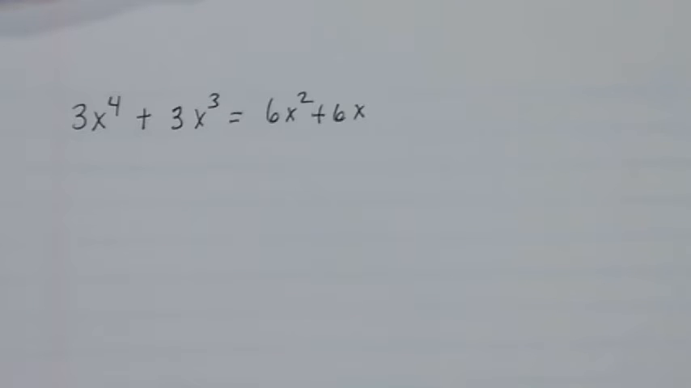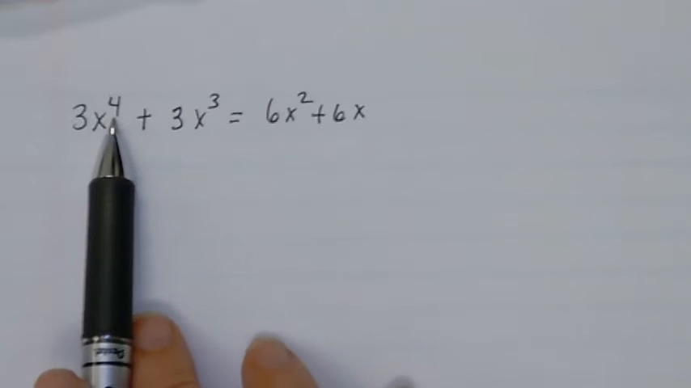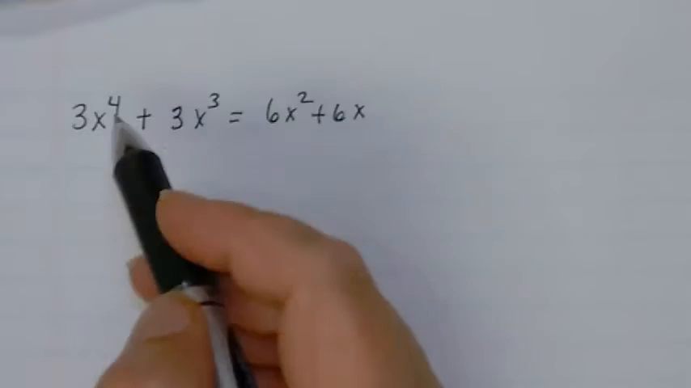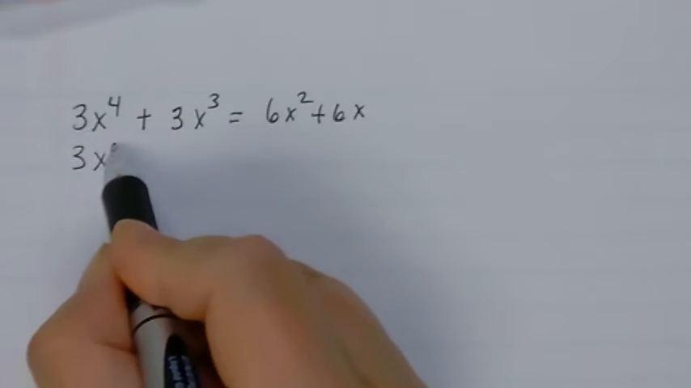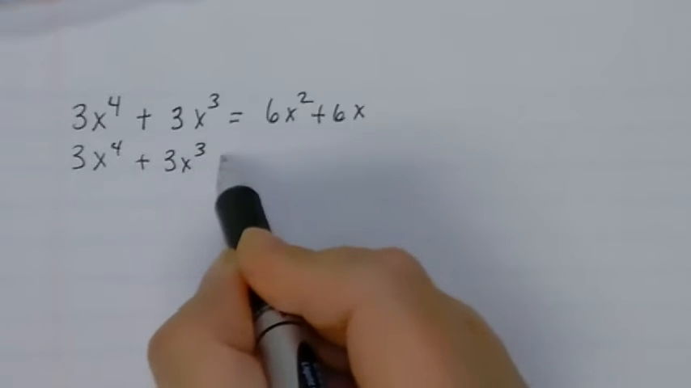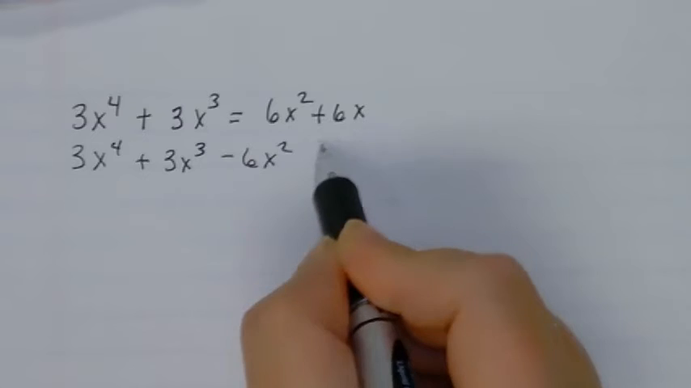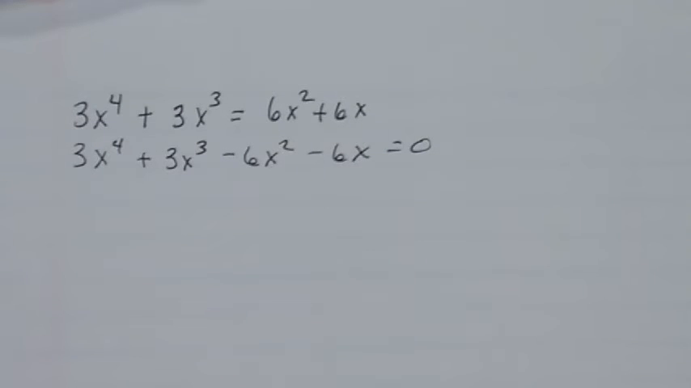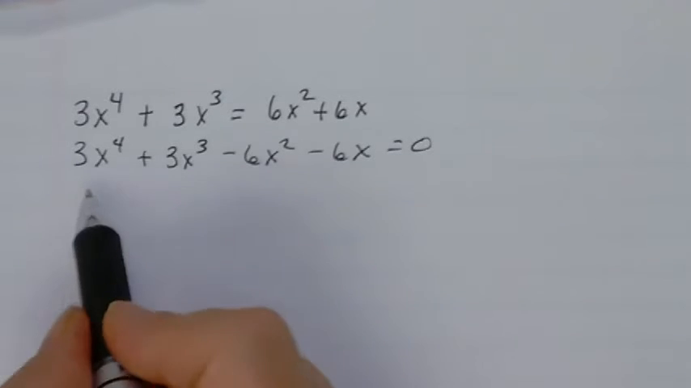So this is degree 4. It's the biggest exponent. So we should have 4 solutions. In order to solve this, I'm going to put everything on one side by setting one side equal to 0. I'm going to subtract 6x squared and subtract 6x, and I get 0.